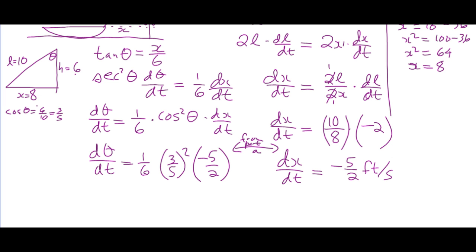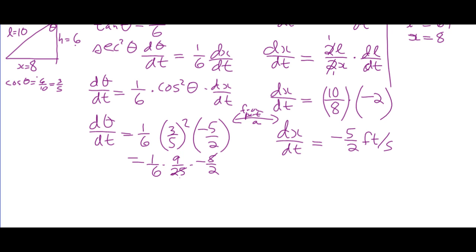And all we're going to do is do that, right? So what do we got? 9. Well, let's go 1/6 times 9/25 times negative 5/2. 5. 3. So we get negative 3/20. Okay. Now it's a change in angle. Angles are measured in radians, so it's radians per second in this case. Radians per second.